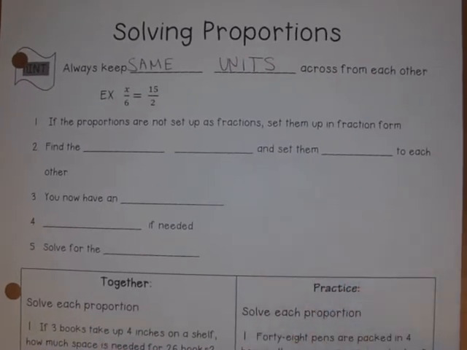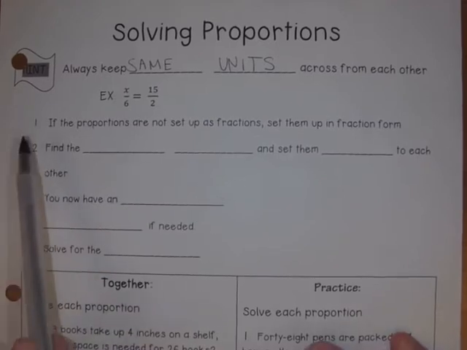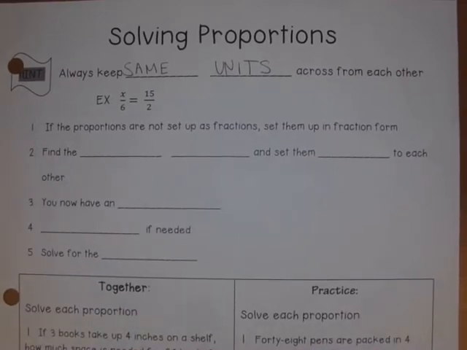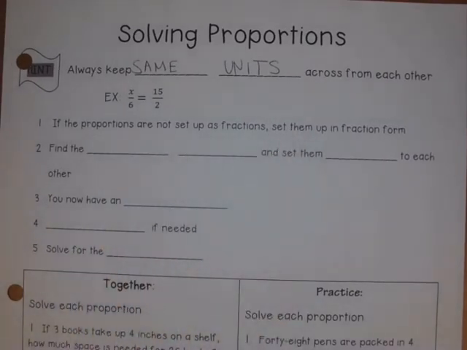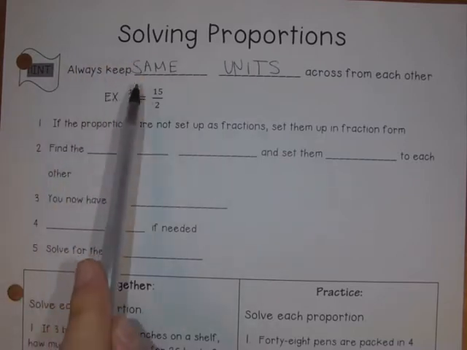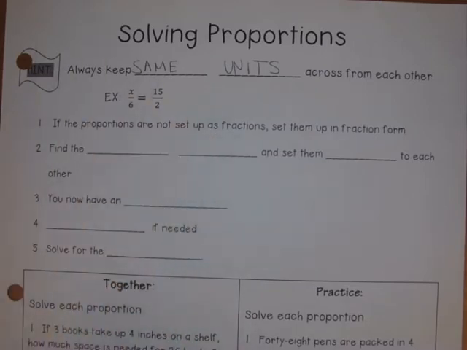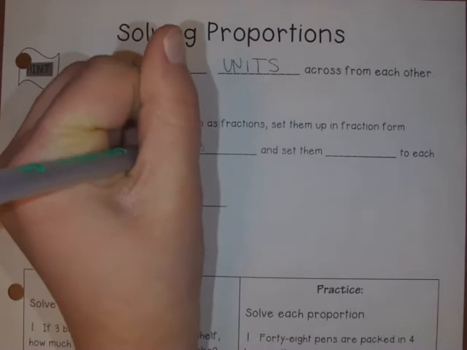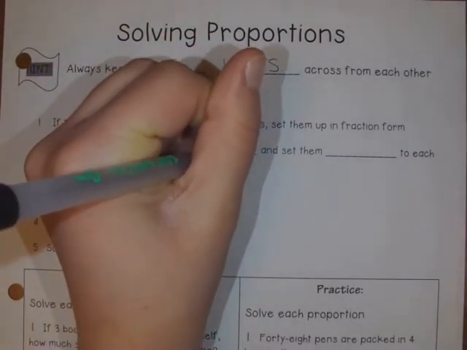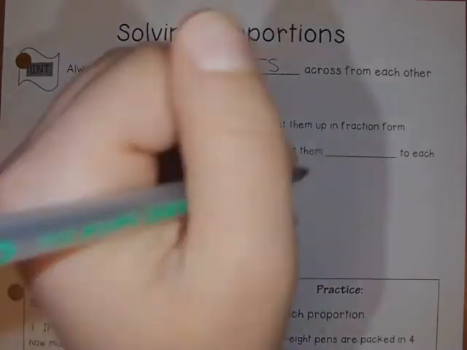Now we have our example, x over 6 equals 15 over 2. Number 1. The first thing we need to do is, if the proportions are not set up as fractions, you need to make them into fractions. That's something we've been working on with rates and ratios and setting up proportions, making sure you're writing them as a fraction. In this case, they're already set up, but if they weren't, that's what we would do first. Step 2 is to find the cross products and set them equal to each other.